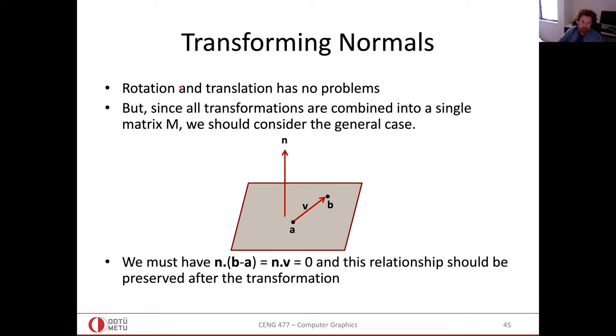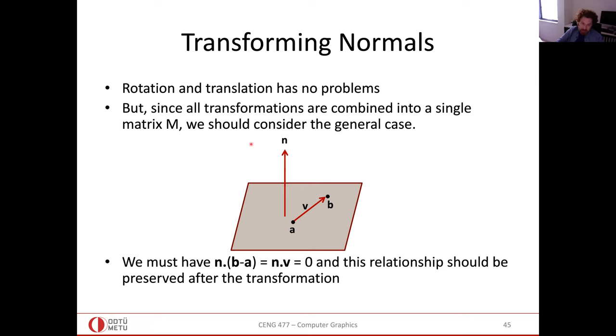And here, I repeat that rotation and translation has no problems, but since at some point I may be combining these transformations together, remember T times R times R times R times T times S times T times R times blah, blah. So at some point S can be entering this combination. It is just arbitrary, it can come. That's why you have to handle it from scratch. So you cannot separate the cases.